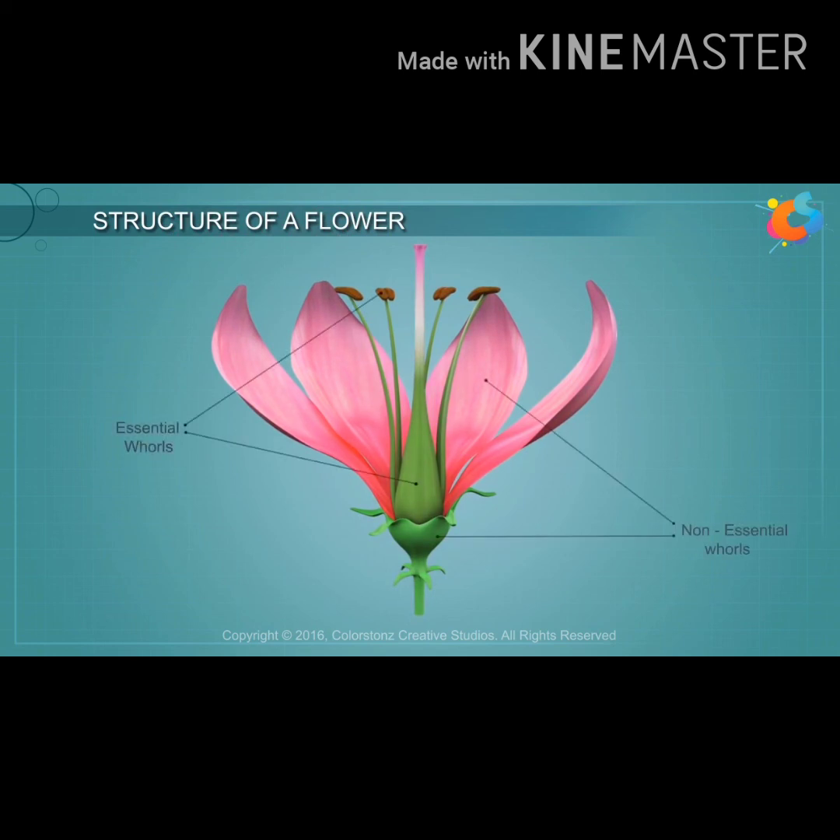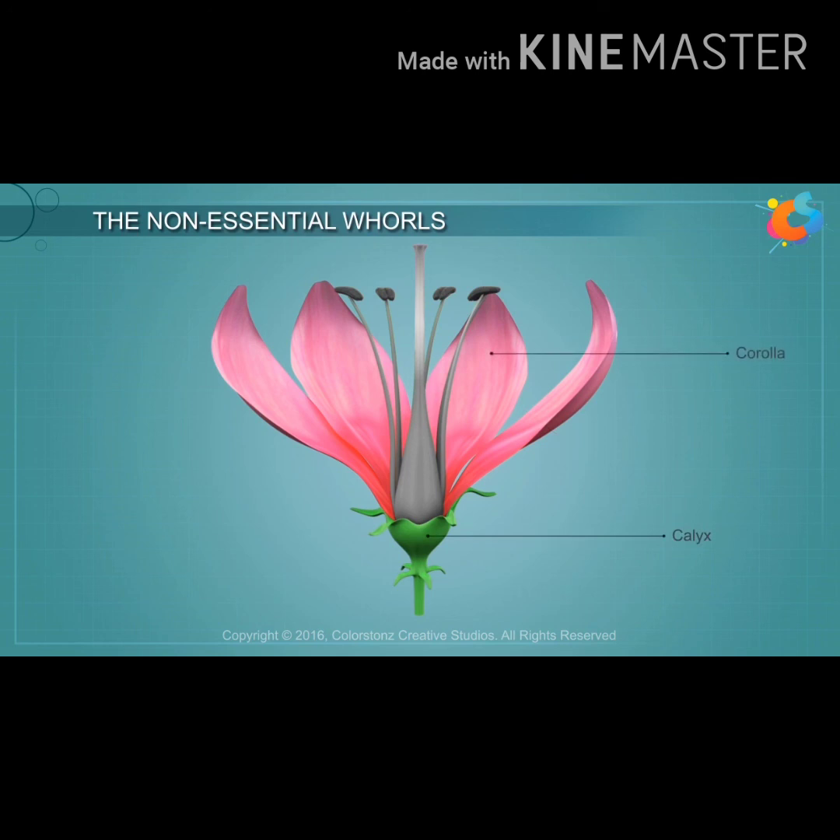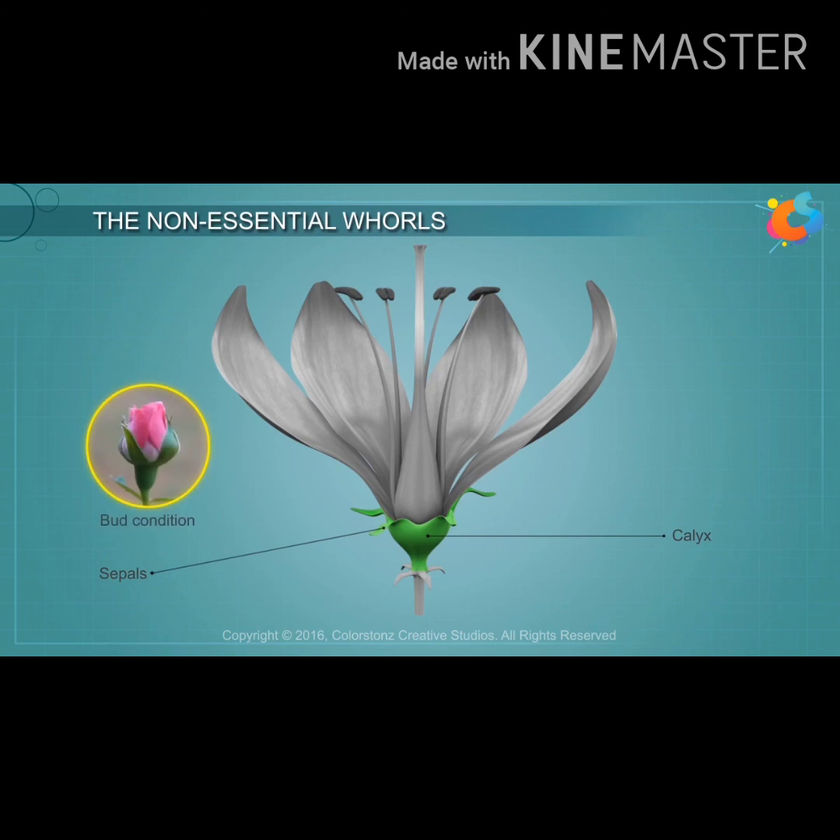Essential whorls and non-essential whorls arise from the thalamus. Non-essential whorls include calyx and corolla. First, calyx. Calyx is the outermost whorl of a flower. Its individual members are called sepals. Calyx is green in color. The primary function of the calyx is to protect the flower when it is in bud condition.